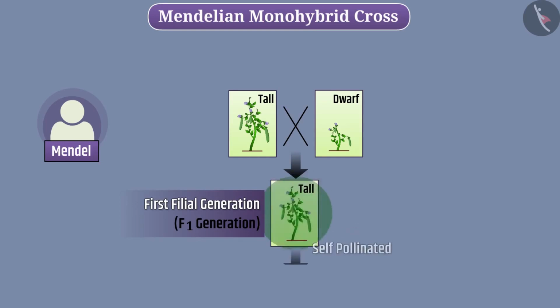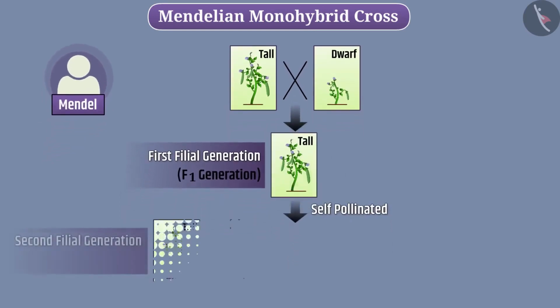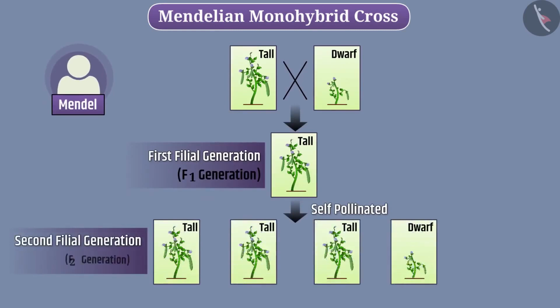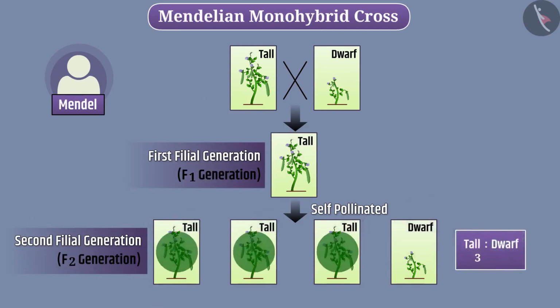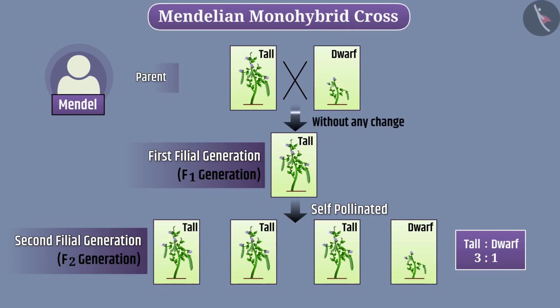Then he self-pollinated the F1 generation plants and grew the second generation, that is the F2 generation plants. All the plants in the F1 generation were tall, but in the F2 generation, the ratio of tall plants to dwarf plants was 3:1. No plant was of intermediate height, that is, height in between the two. This means that the information of tallness and dwarfness must have been transmitted without any change from the parent generation to the F1 generation and from the F1 generation to the F2 generation.